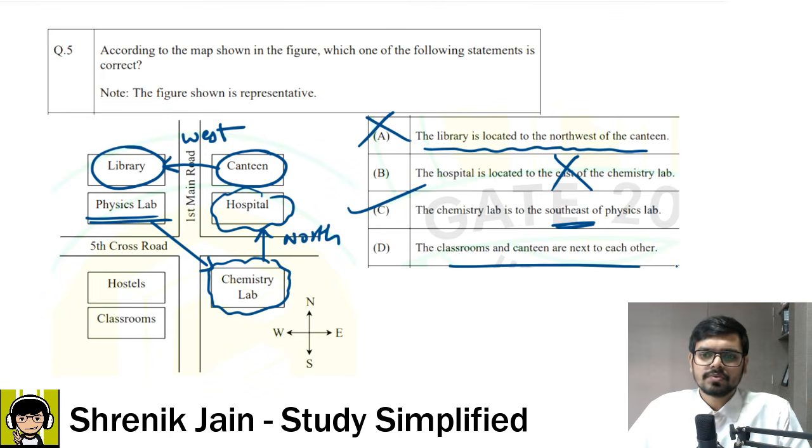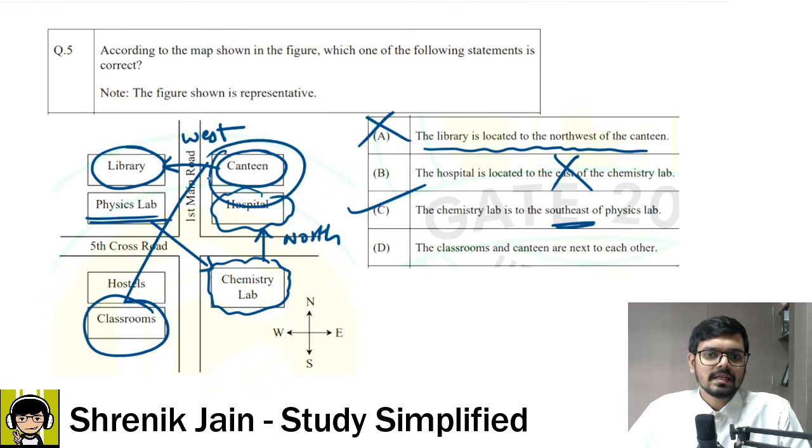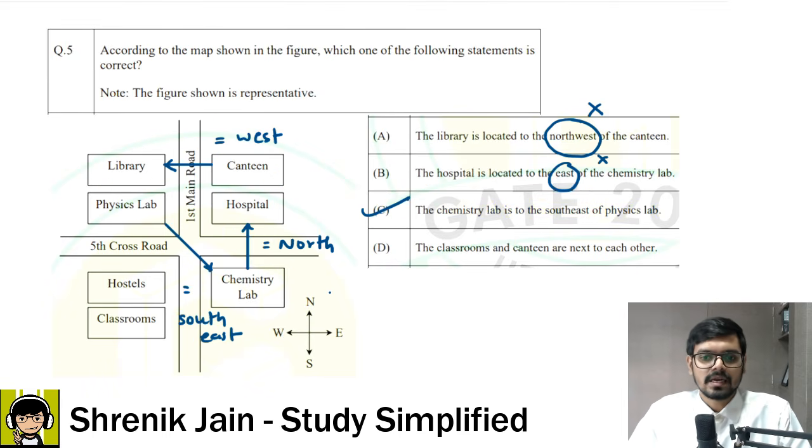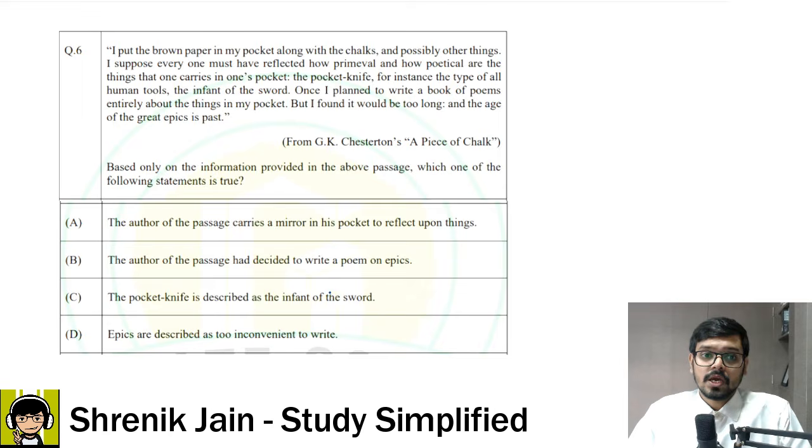But even if you check the option D, classroom and canteen are next to each other? Classroom and canteen are far apart. They are not next to each other. So only option C is correct. Done and dusted. Now going to the question 6.